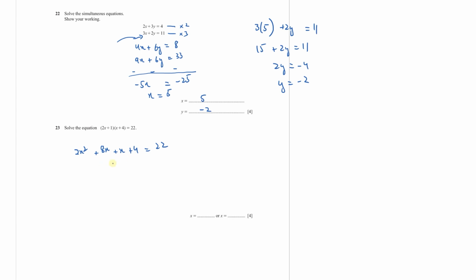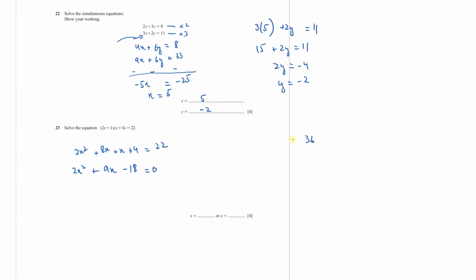Now I can simplify this equation and bring this 22 to this side as well to get a quadratic equation equal to 0. So 2x squared plus 8x plus x will be 9x, plus 4 minus 22 will be minus 18, equals 0. Now I can use any method to solve this quadratic equation. So let's use factorization. This is 18 and this is 2, so 18 times 2 is 36, and this is a negative sign. So I need to find factors of 36 which, if I subtract, I should get 9. That's how you will factorize this equation.